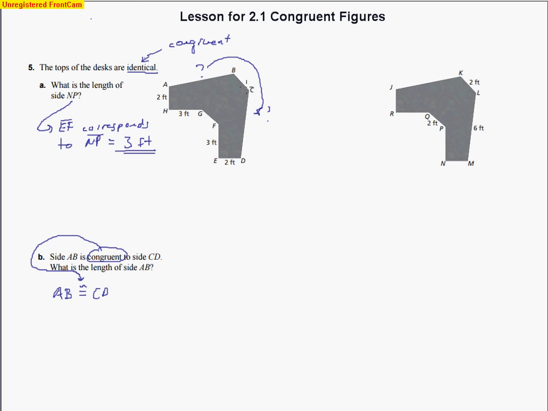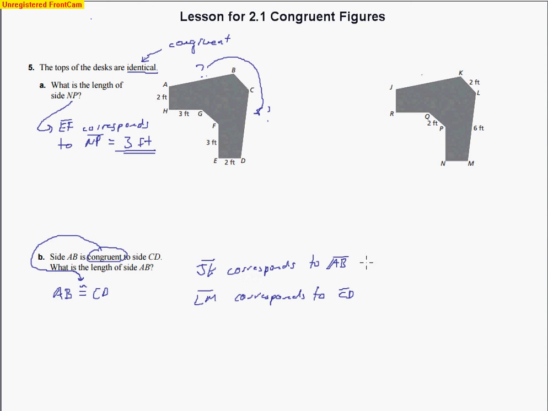Well, neither of them is given to us, so we don't have either one of these. So what we have to do is look to the other figure. And we look at that, and we see that JK corresponds to AB. So JK corresponds to AB. So that means those are equivalent. They're equal. They're congruent. And here, LM corresponds to CD. And so those are congruent. We know those are the same because they say they're congruent. It says AB is congruent to CD.